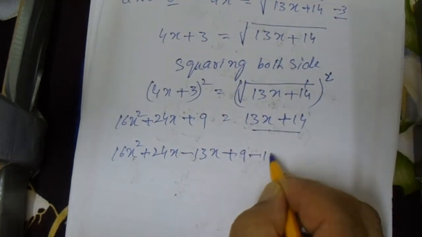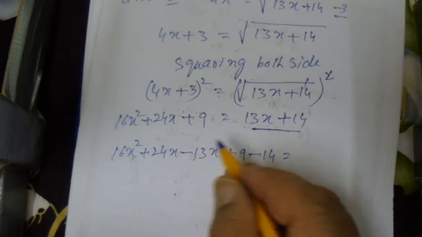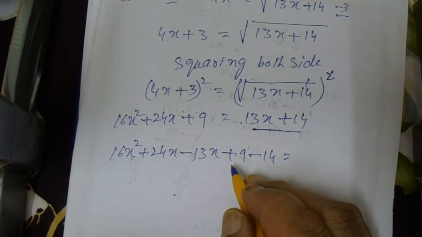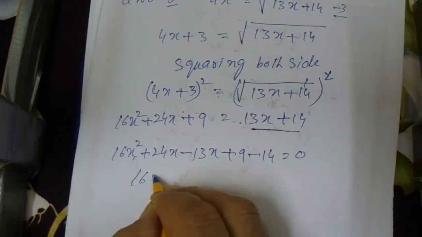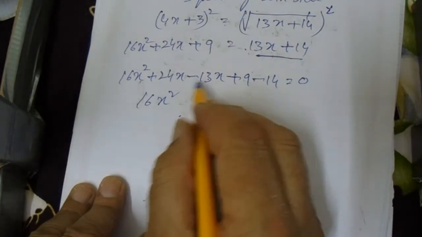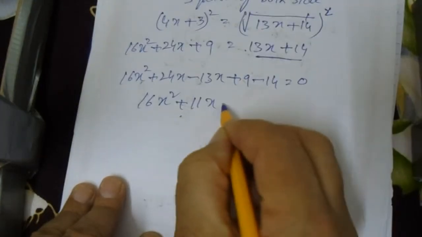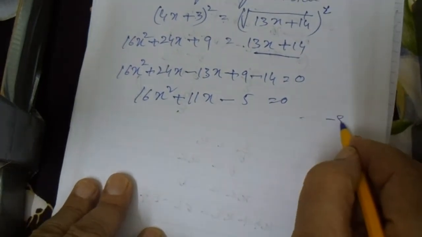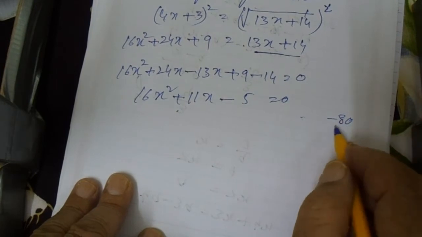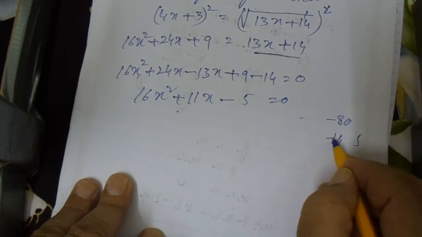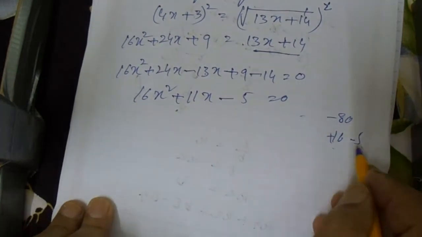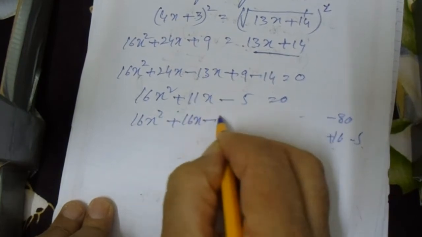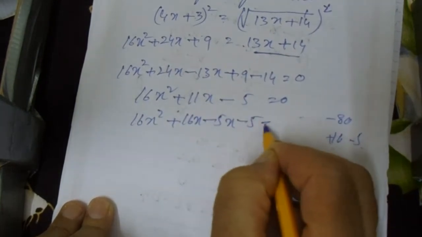16x square plus 24x minus 13x and plus 9 minus 14. These two terms shift to the left hand side, with signs changed, and right hand side will become 0. 16x square plus 11x minus 5 is equal to 0. Now minus 80, we make two factors of this, 16 and 5, plus 16 and minus 5. These are two factors: 16x square plus 16x minus 5x minus 5 is equal to 0.